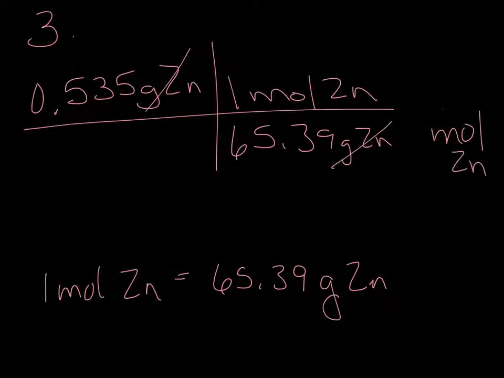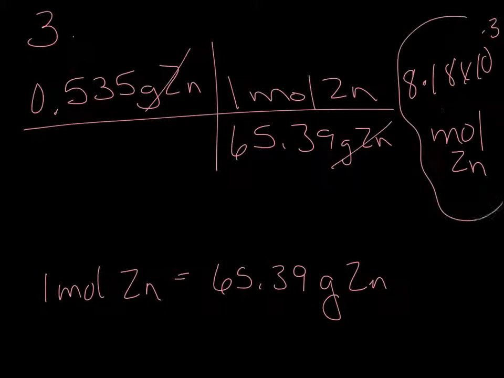And if you take 0.535 divided by 65.39, you should get 8.18 times 10 to the negative third moles of zinc. You might have gotten 8.19, but we've determined it is 8.18. So that would be your answer.